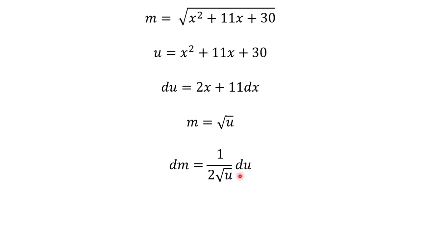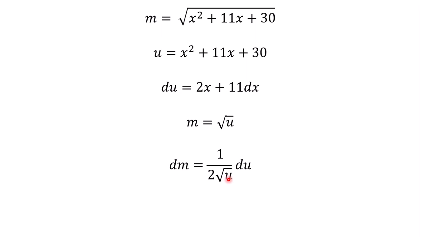All right, now the main equation has been differentiated. That is dm is equal to 1/2 times square root of u. Good. We are done with the differentiation for the square root of x squared plus 11x plus 30. But we are having u here.